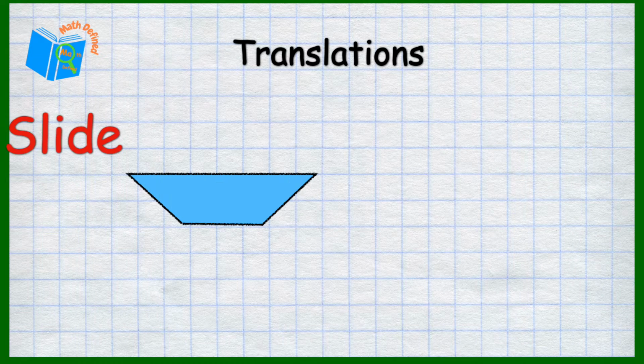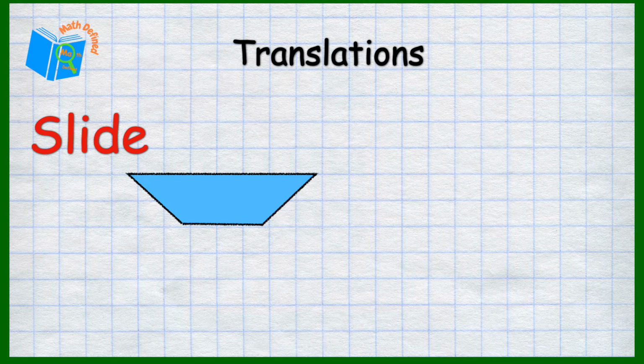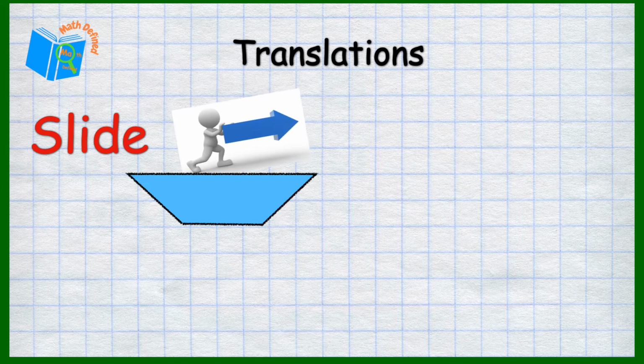A translation is a movement or a slide of a shape from one place to another. It's like sliding a shape across a piece of paper. To translate a shape, you need to know the direction and distance of the movement.